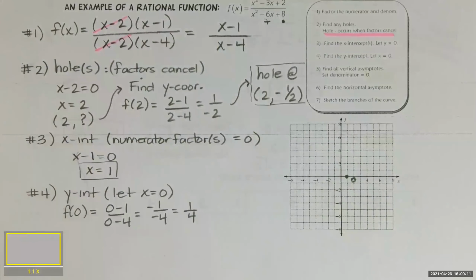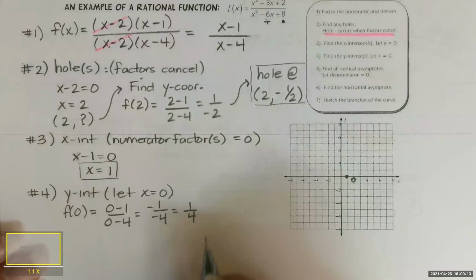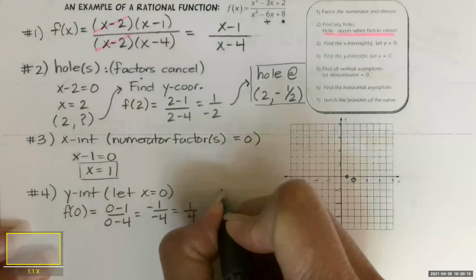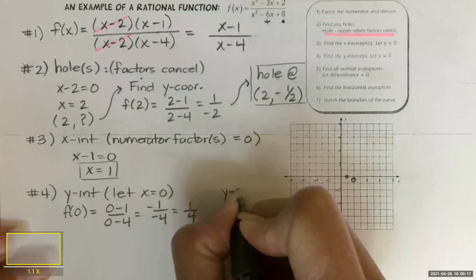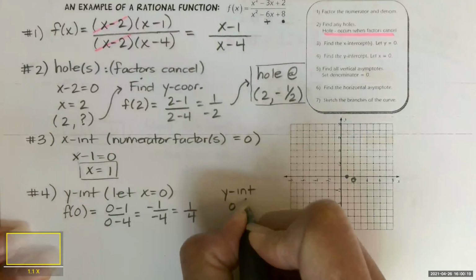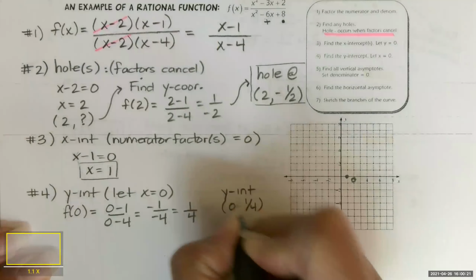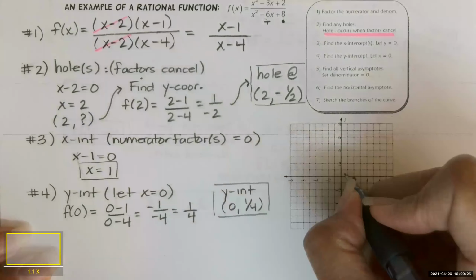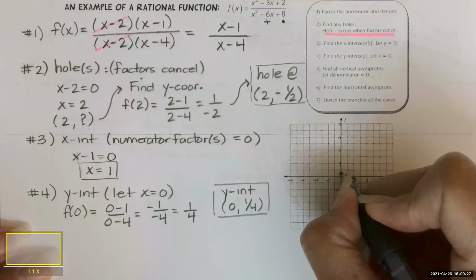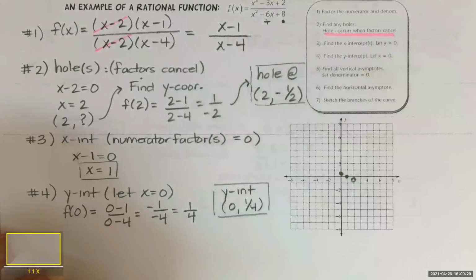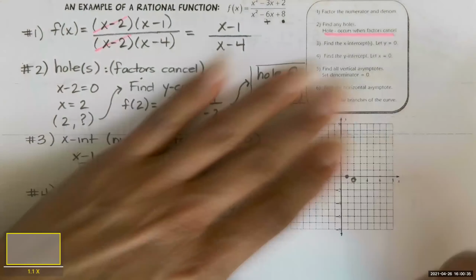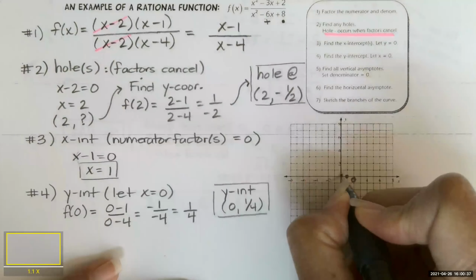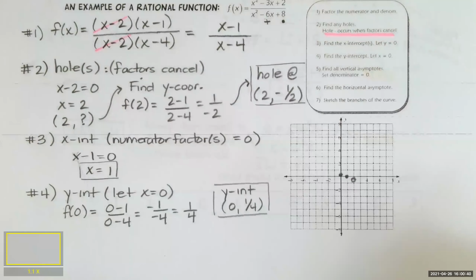All righty, so our y-intercept then is going to be at 0, 1/4. So let's box this in as another answer and another characteristic that we get to plot. Okay, so there is my 0, 1/4. Need to be a little bit closer. There we go.